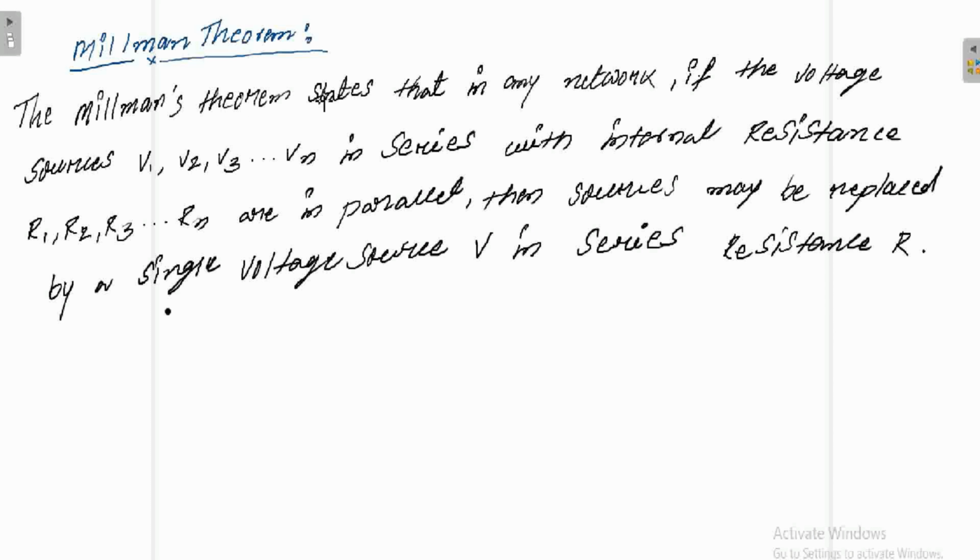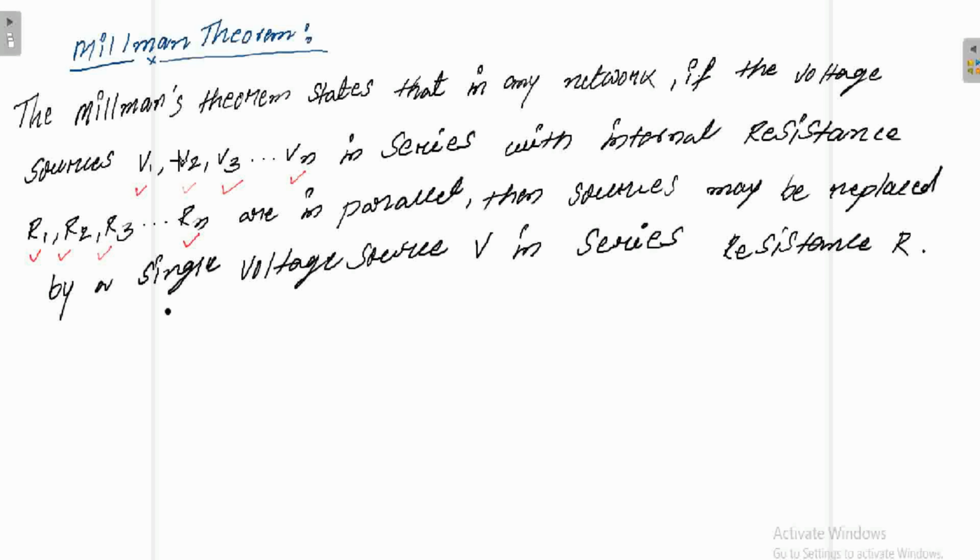Millman's theorem states that in any network, if the voltage sources V1, V2, V3 up to Vn in series with internal resistances R1, R2, R3 and Rn are in parallel, then the sources may be replaced by a single voltage source in series with a resistance R. What do you mean by this statement? Let us take it one by one.